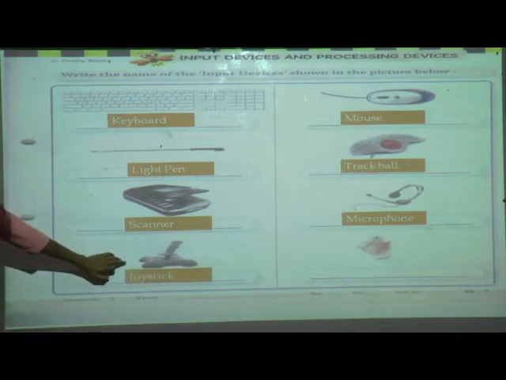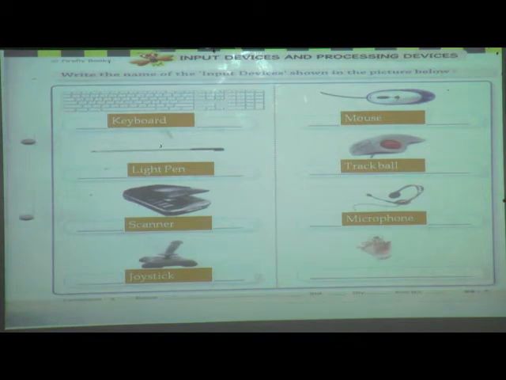What is this? It is joystick. J-O-Y-S-T-I-C-K. Joystick. And what is the last picture? It is touch screen. T-O-U-C-H, touch, S-C-R-E-E-N, screen. Touch screen. What is the next question?